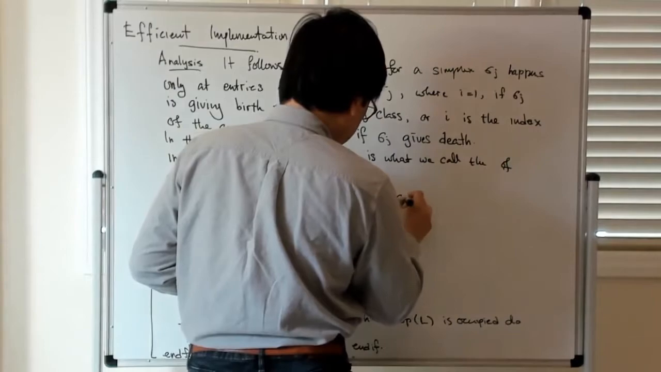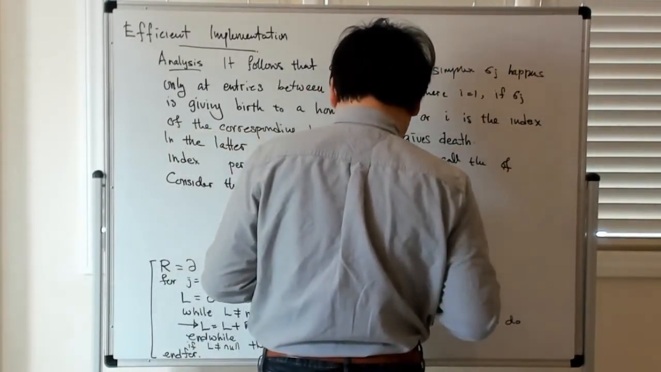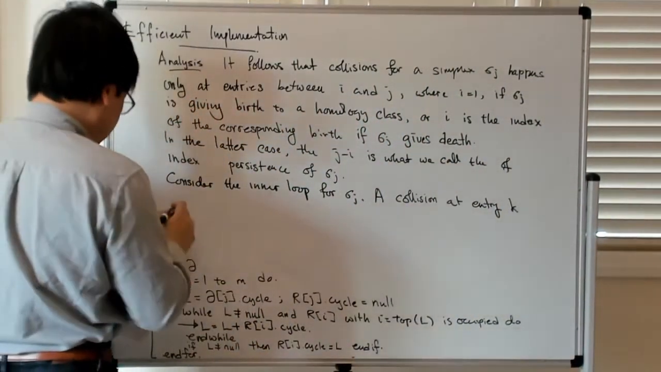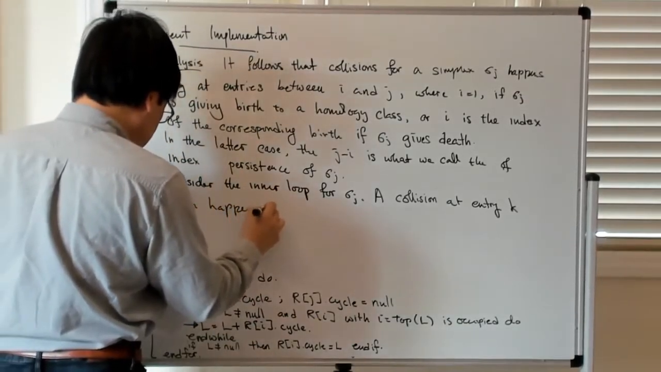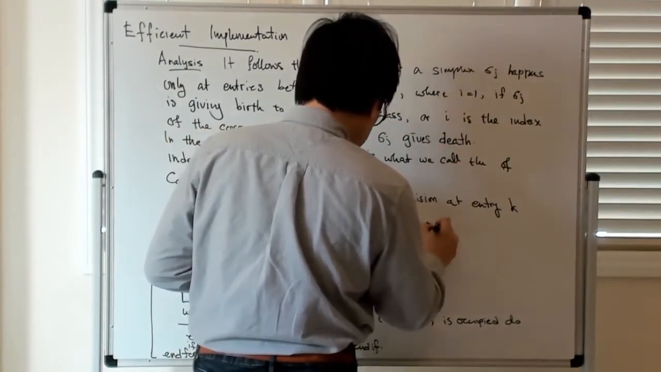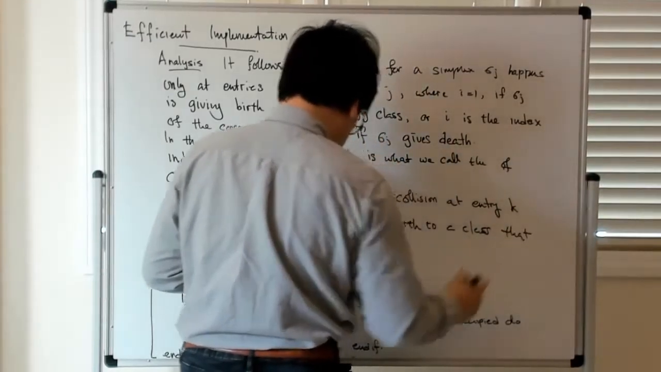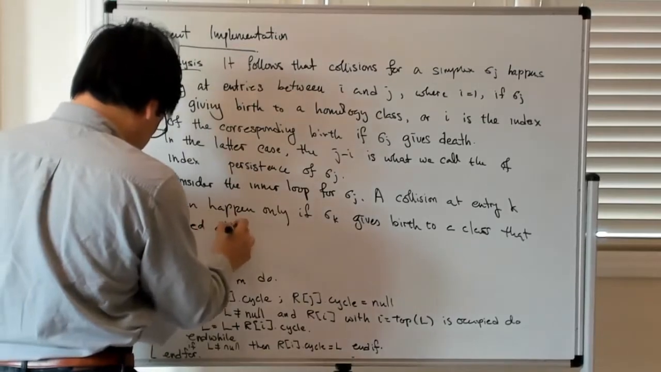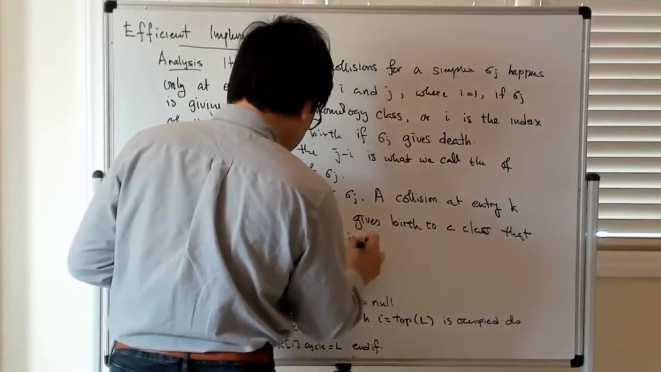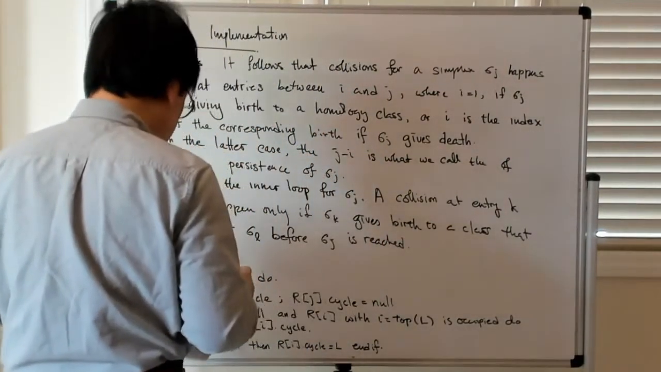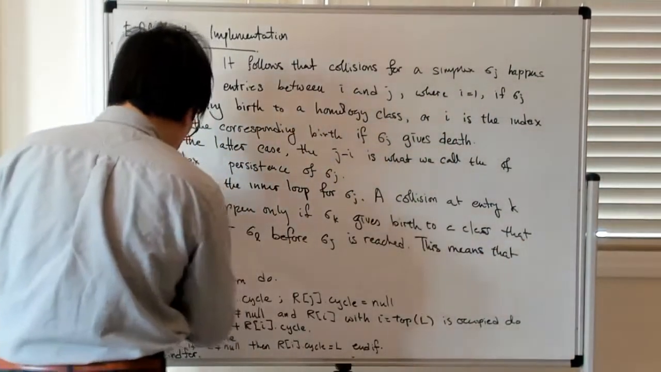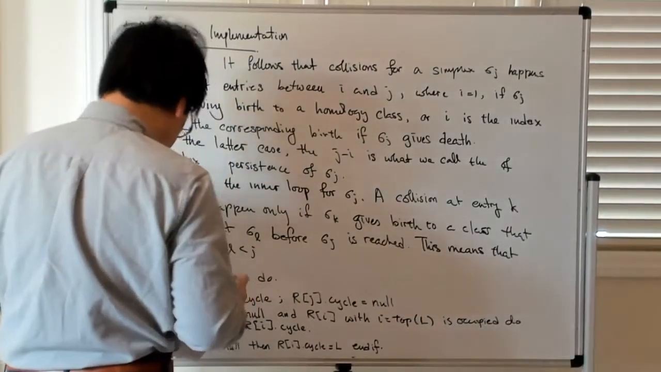Okay, so a collision at entry k can happen only if sigma k gives birth to a class that died at sigma l, before sigma j is reached. So this means that we have the following ordering: i is less than k, is less than l, is less than j.